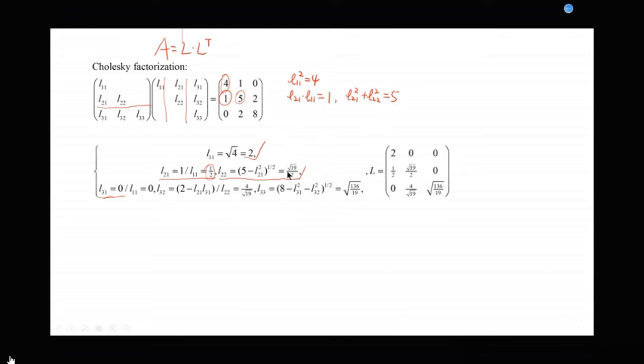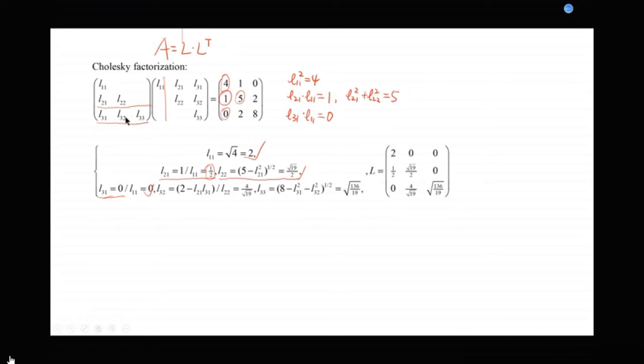Okay, continue. Let's compute L31. For L31, we use third row multiply first column. Then it is L31 multiply L11 equal to 0, right? Because this number is 0. That means L31 is 0. Clear?